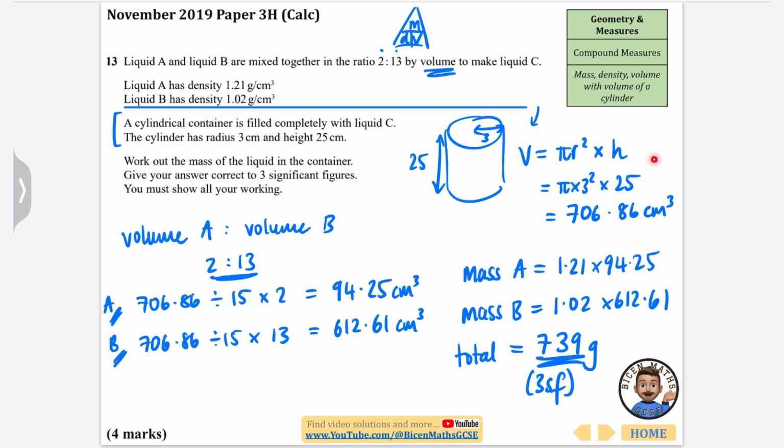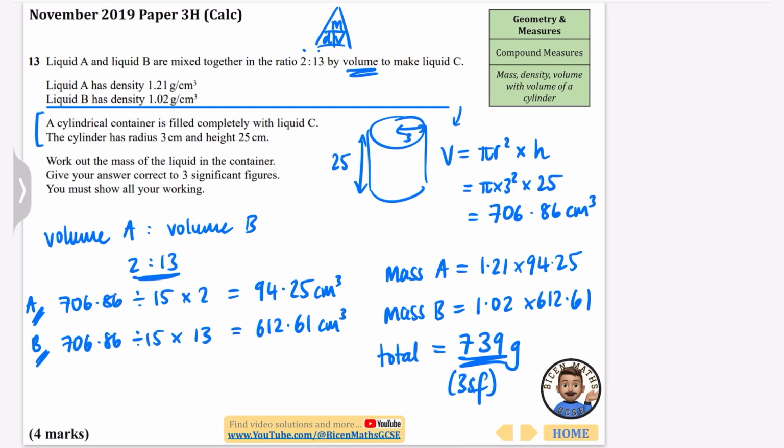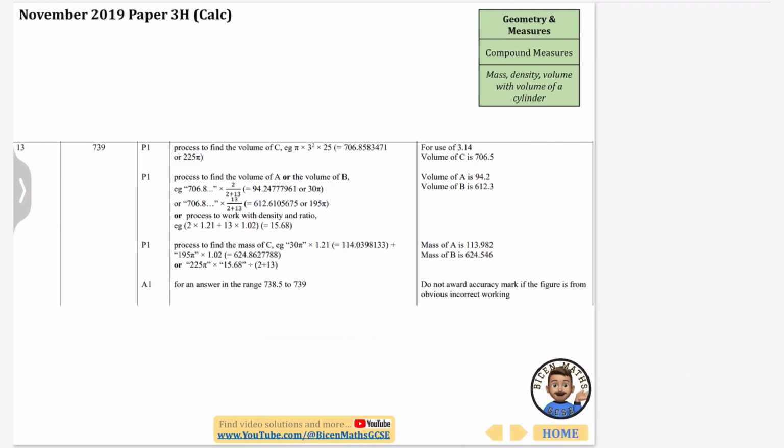So we actually needed to start with the volume. We share the volume out, we find their separate volumes, and then we find their separate masses to find the overall mass of 739 grams that we've got here.